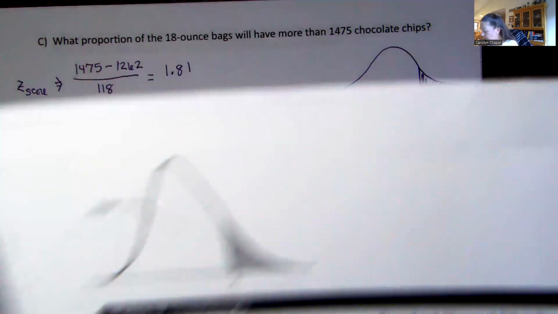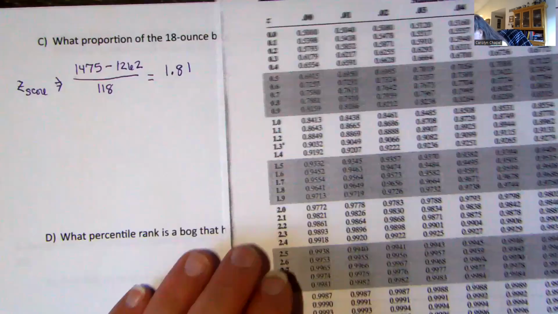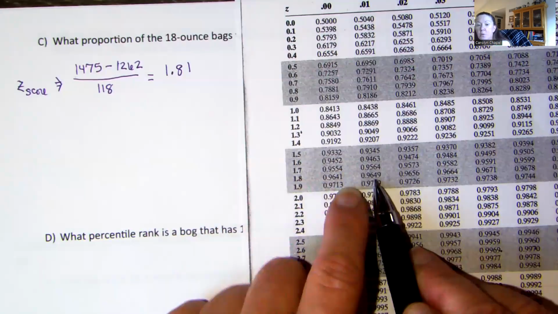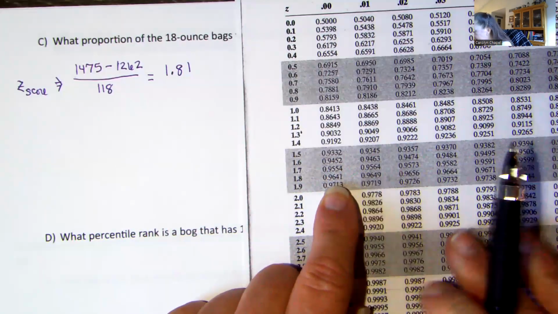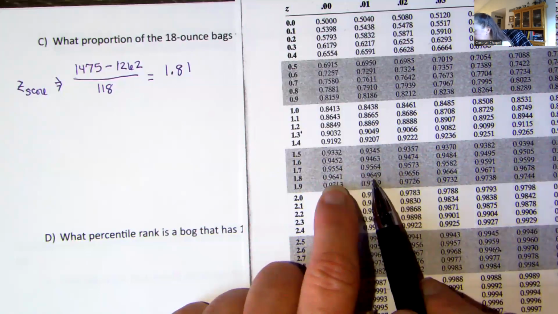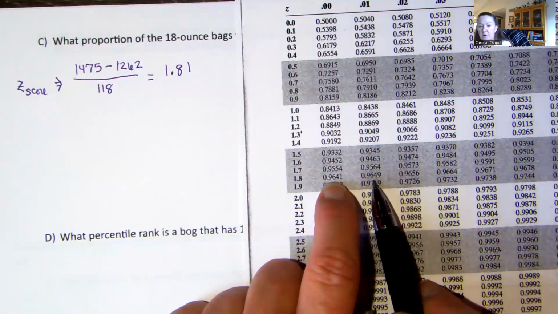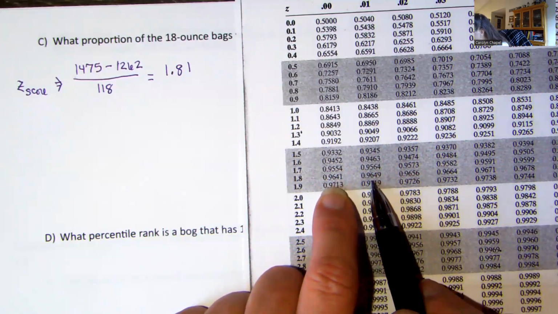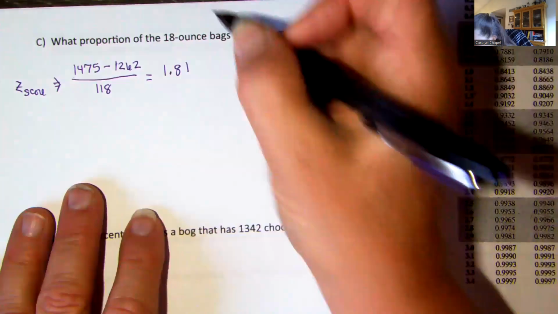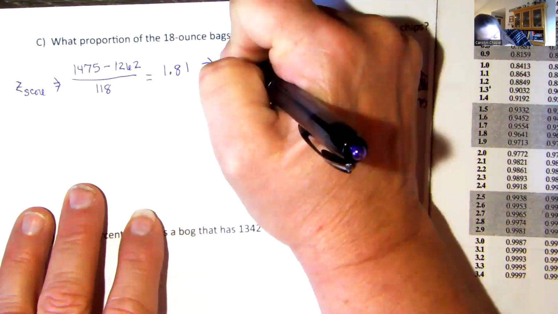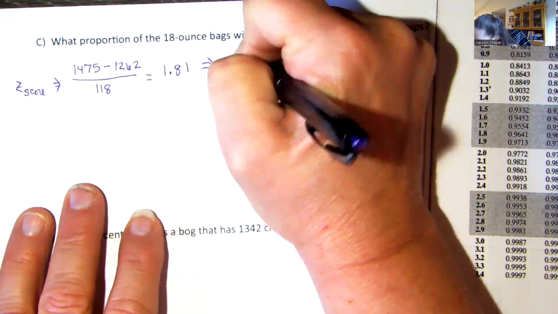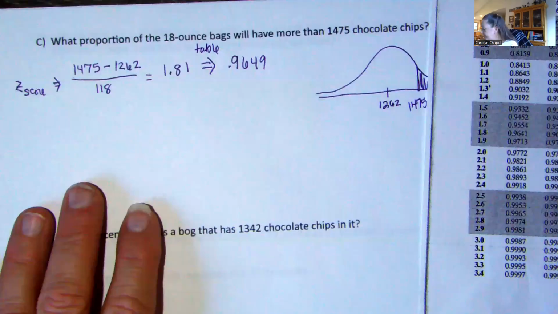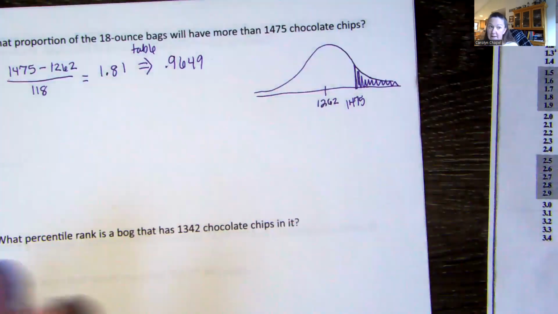So now I'm looking for a 1.81. So 1.81, making sure you do go past the first one. That's another common error that students make. This would be 1.80 here. So we need to go to this guy to get this value. So 0.9649. So we're going to the table. All right, but that's not our answer.